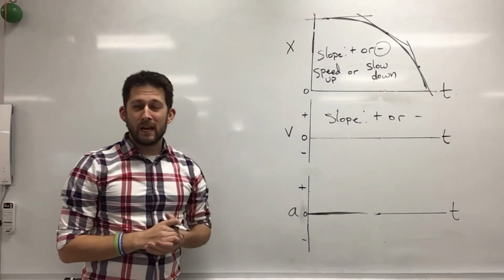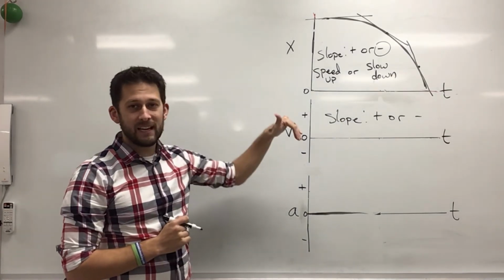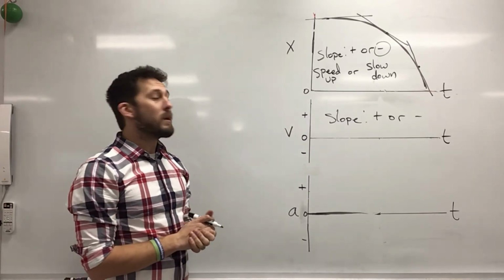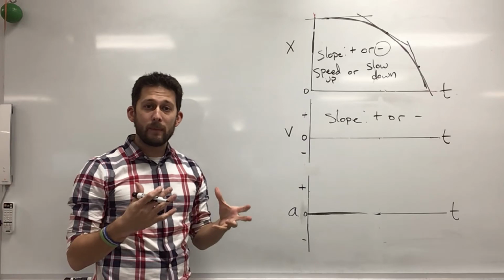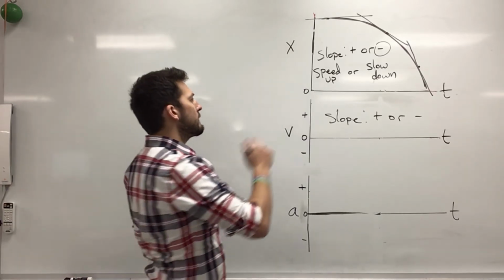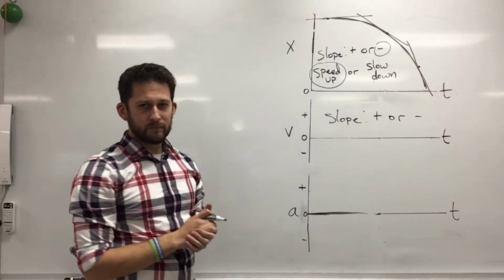Now, as far as speeding up or slowing down, let's think about that, because I noticed that my tangent lines are getting steeper and steeper and steeper, which means we must be speeding up, because the steeper your line on a position time graph, the faster your speed. So we are increasing our speed.